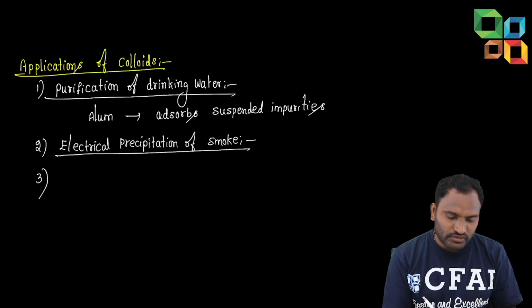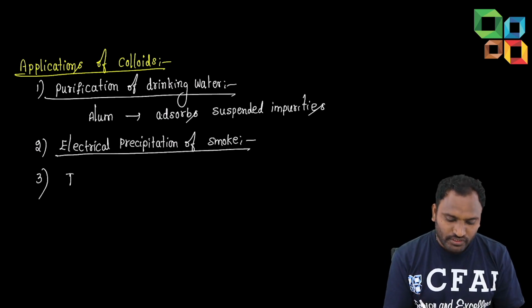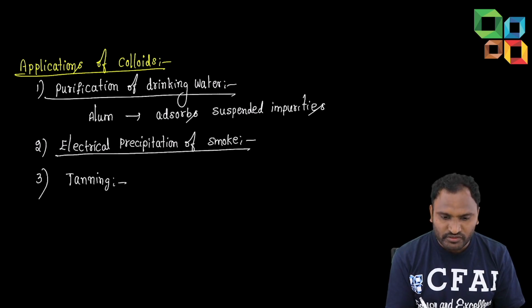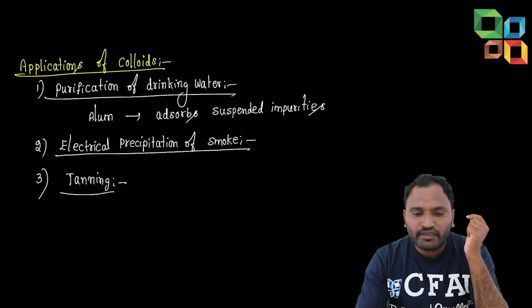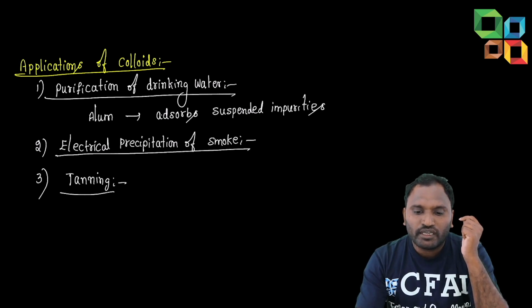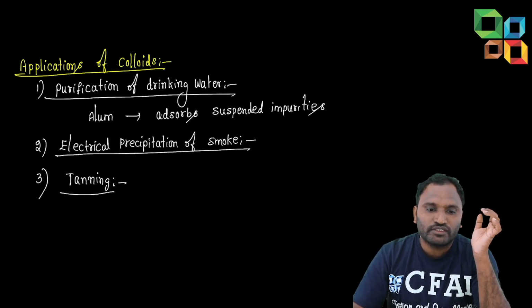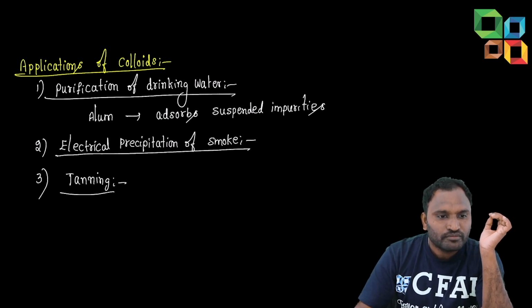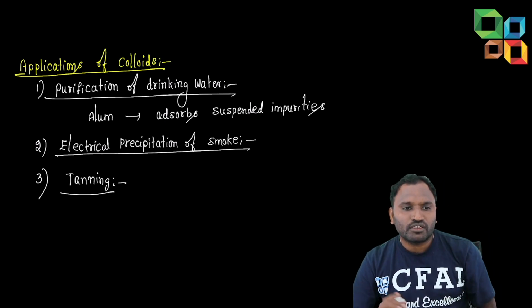Third one is tanning. I think you had it in 10th standard, 9th standard. What is tanning, students? Tanning of leather. Generally, animal hides carry positive charge. Those are examples of colloidal solutions only. Leather coloring and dyeing is one thing.